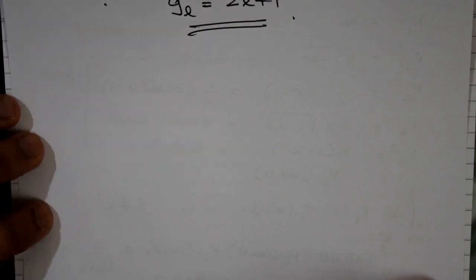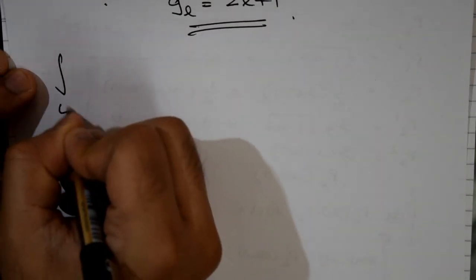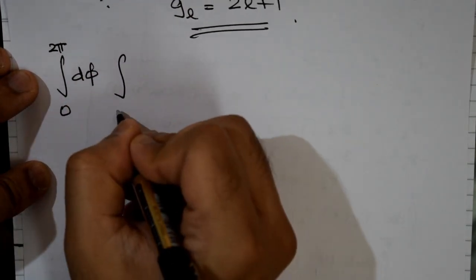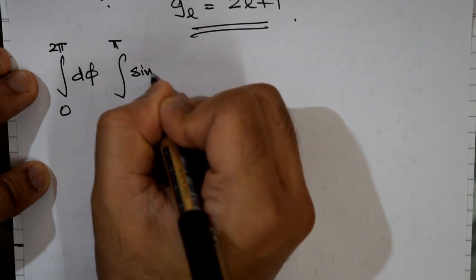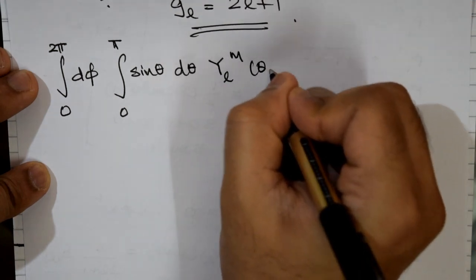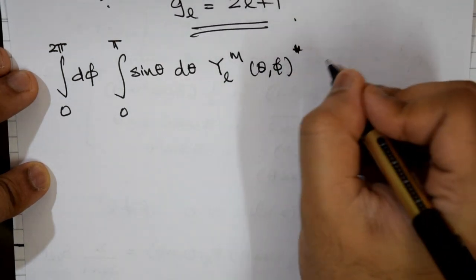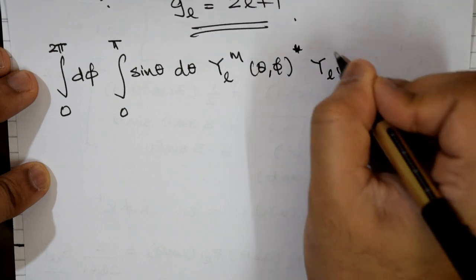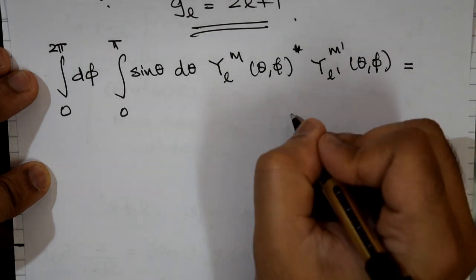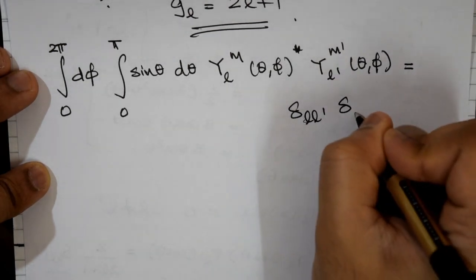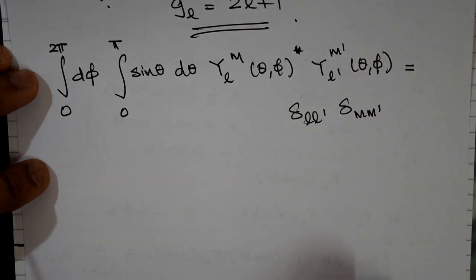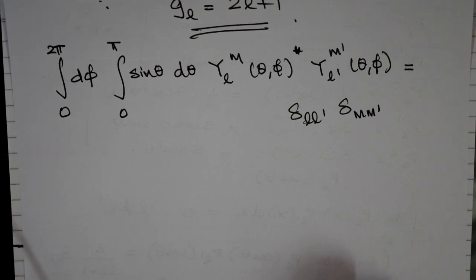Of course, the orthonormality for the entire function will be the integral from 0 to 2 pi of d phi, which has no integrand except d phi itself, and 0 to pi of sine theta d theta with Y L m theta comma phi star, which is a complex conjugate, times Y L prime m prime theta comma phi, which will be given by the Kronecker delta that relates L to L prime, and the Kronecker delta that relates m to m prime. So this is the overall function that ends up coming for the rigid rotor.